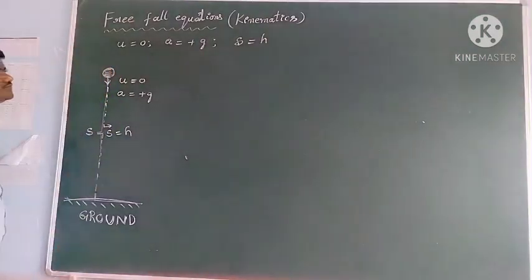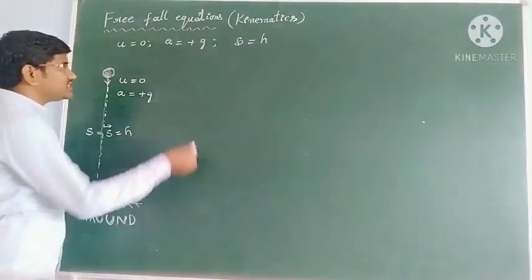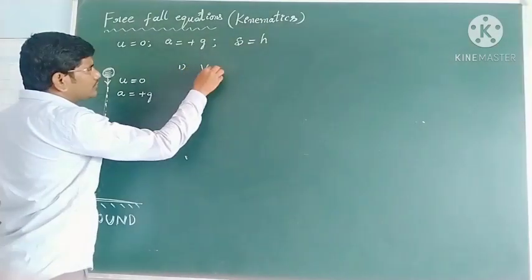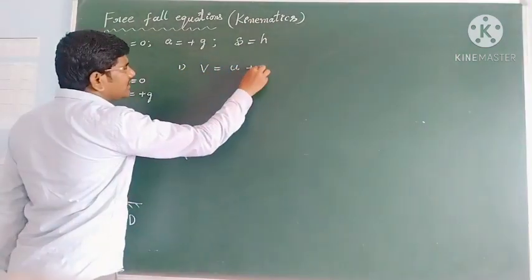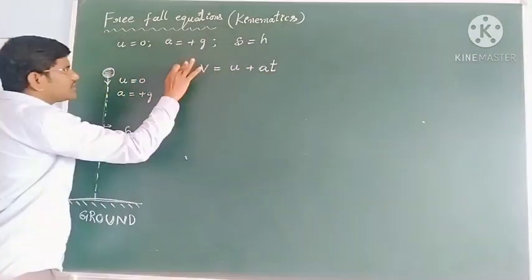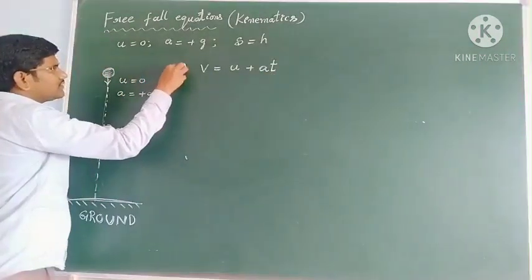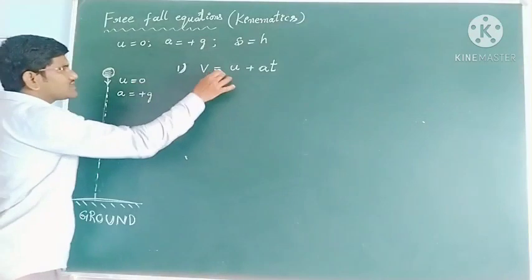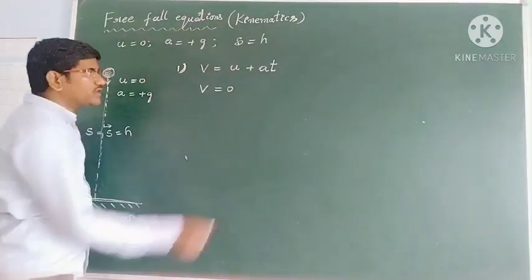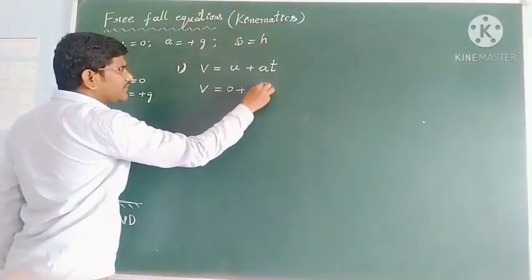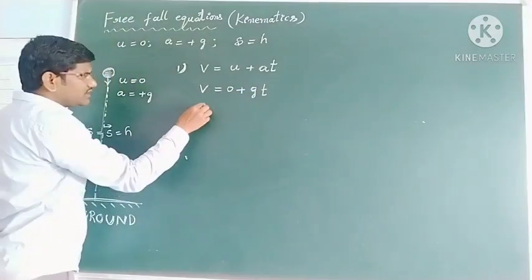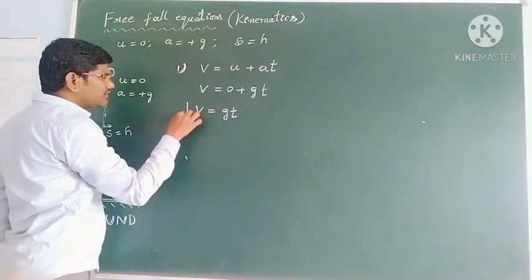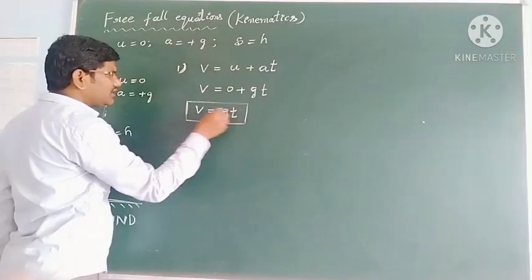Okay students, now how does the first equation change? The first kinematic equation is v is equal to u plus at. Now u, the initial velocity, is 0, a is g, and t, so the equation changes to v is equal to g into t. This is the first kinematic equation.